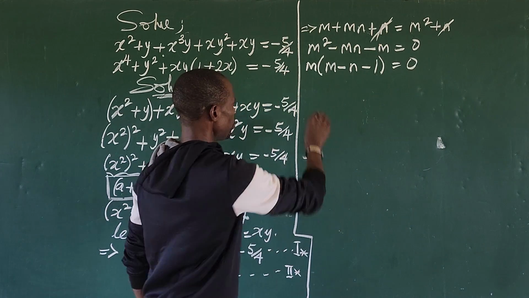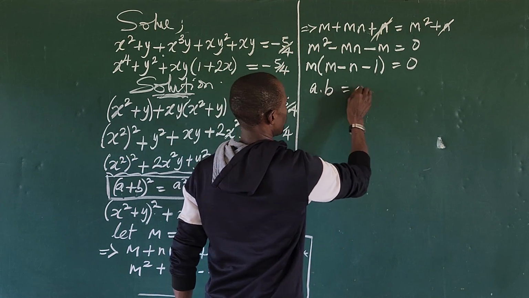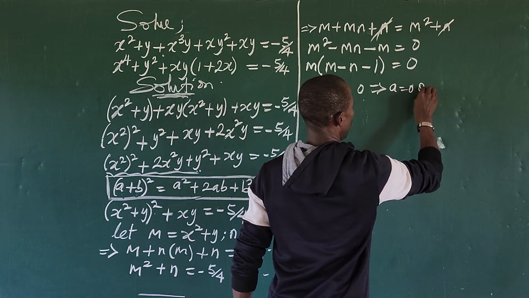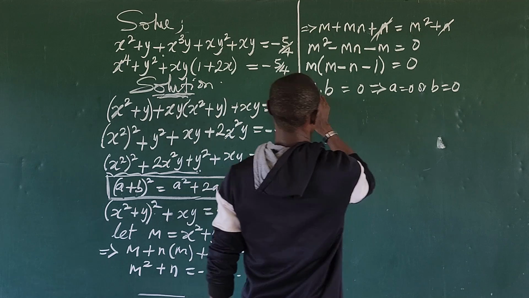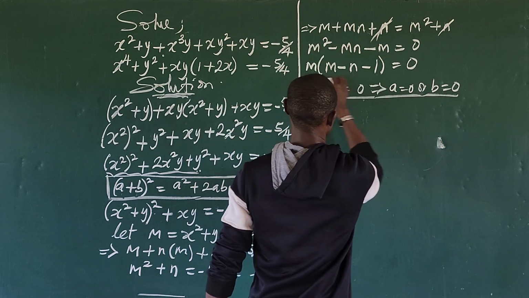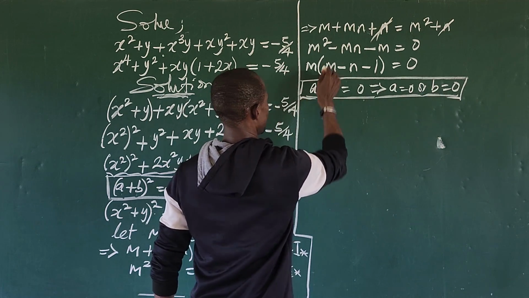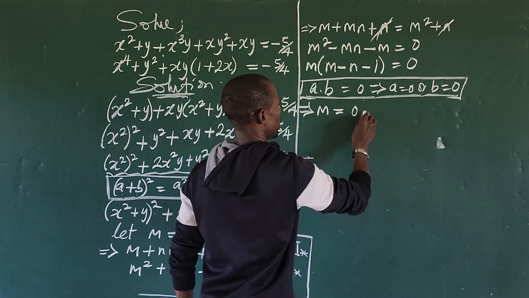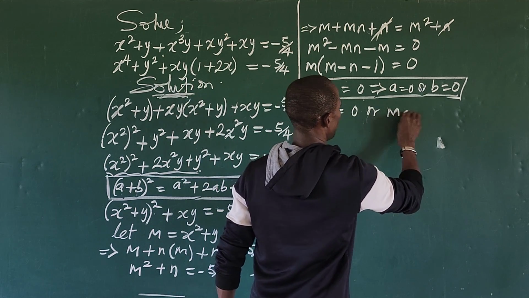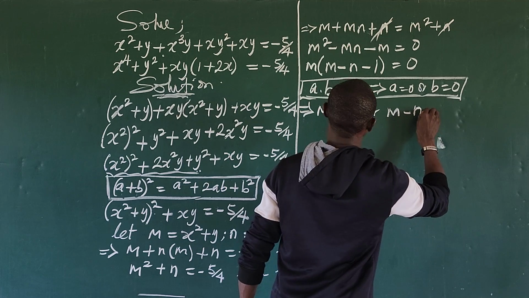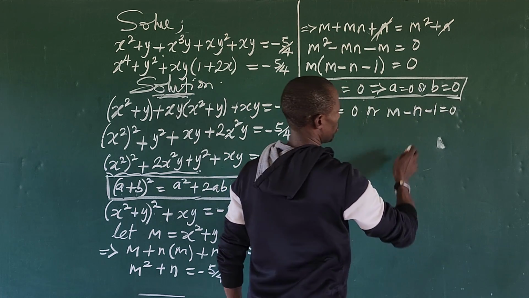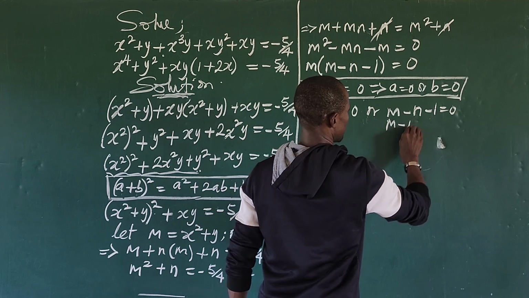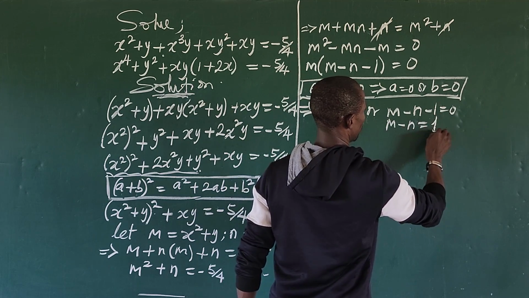Remember the zero product rule, which is a times b equal to 0. So this now implies that a is equal to 0 or b is equal to 0. If we look at this rule, we can apply it here. So this now implies that m is equal to 0 or m minus n minus 1 is equal to 0. Of course, we can send this to this side to give us m minus n equal to 1.